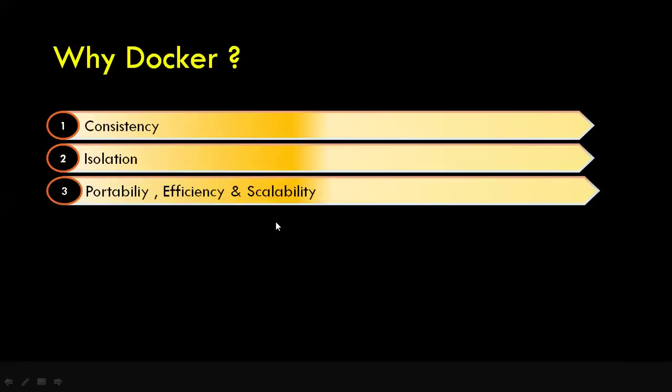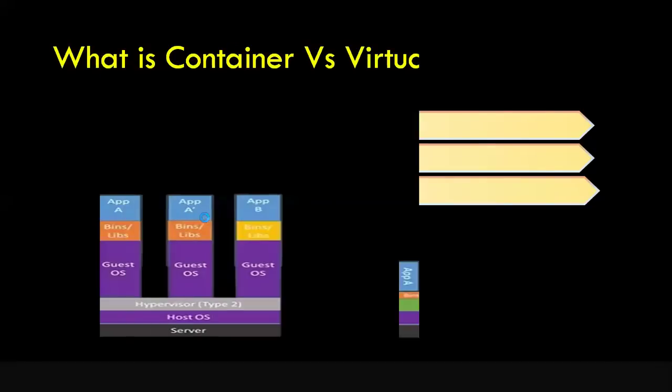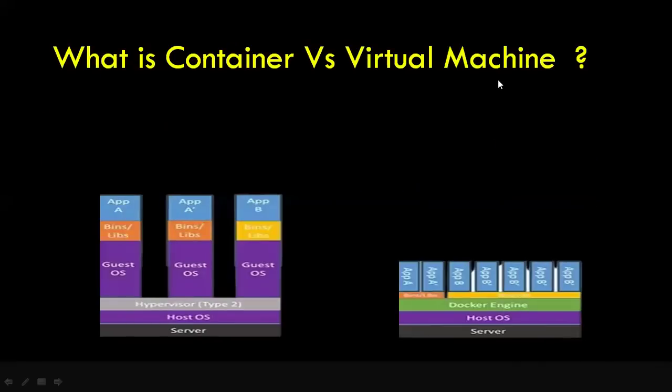And then the next one is efficiency and scalability. What do you mean by efficiency? It shares the operating system kernel itself, only the operating system kernel. Hence, it is more lightweight. See, what I am trying to say is, in the past there was something called a virtual machine. How many of you have used VMware?